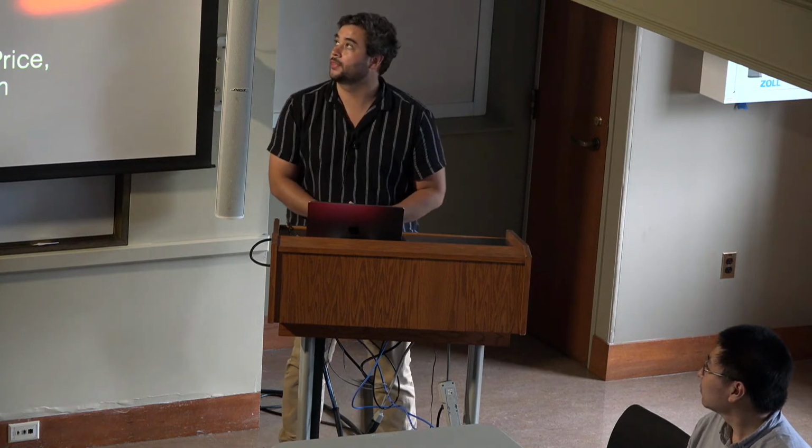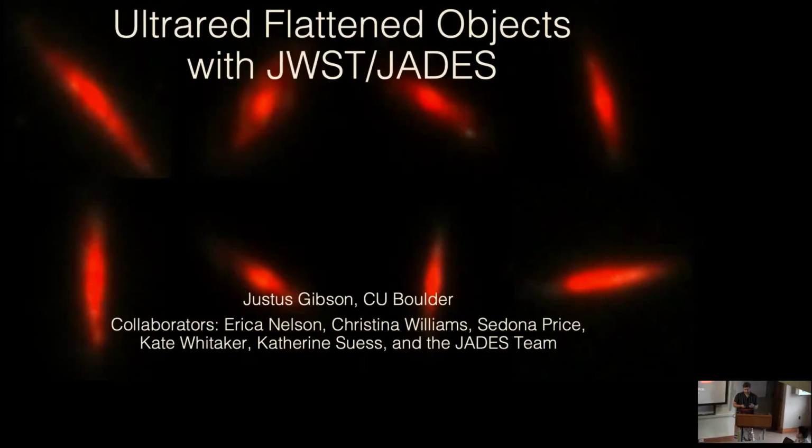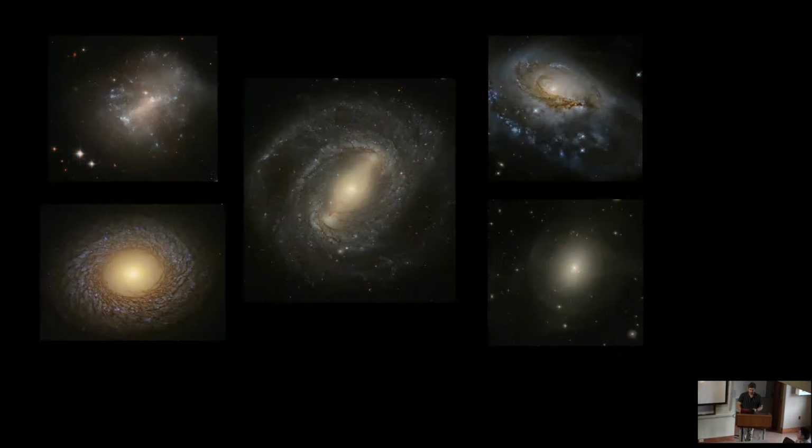I'm here to talk to you about these ultra-red flattened objects. That was actually a great introduction for a lot of the stuff I want to talk about, because these are really heavily dust-obscured galaxies that we didn't necessarily expect to find with the first set of James Webb data.